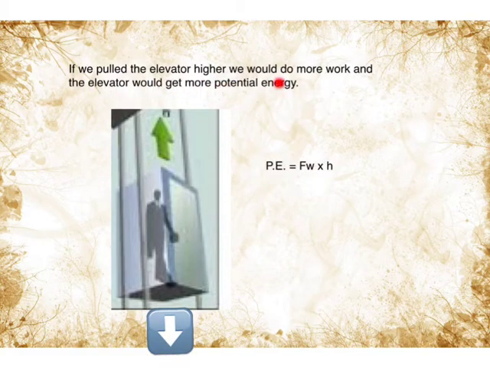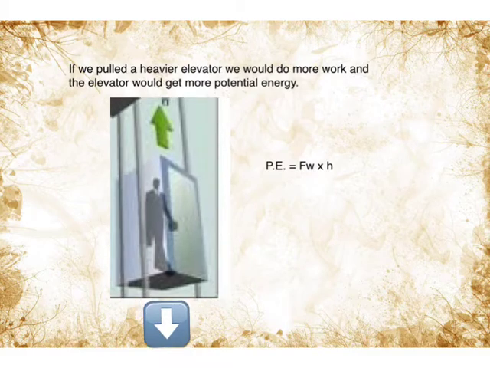If we pulled the elevator higher, if we pulled it 100 meters instead of 10 meters, we would get more potential energy, 10 times as much. If we had a heavier elevator, we would have to exert more force here to overcome the force of gravity, and then the elevator would get more energy. If we exerted twice as much force because the elevator was twice as heavy, we would get twice as much potential energy.